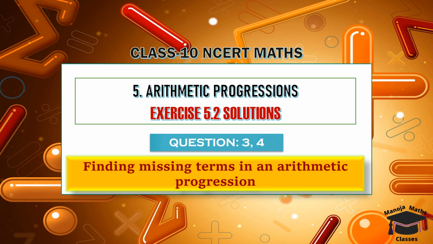Let's solve question number 3 and 4 in exercise 5.2 chapter Arithmetic Progressions, class 10 NCERT Maths. The concept is finding missing terms in an arithmetic progression. Let's solve the problems.